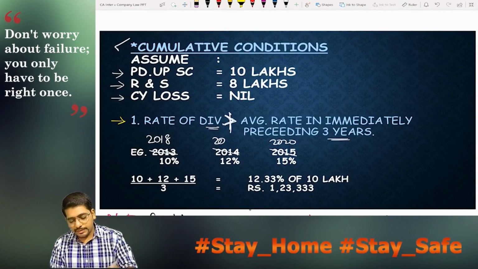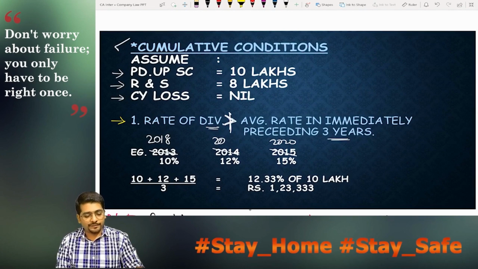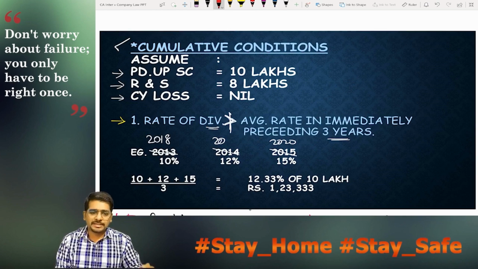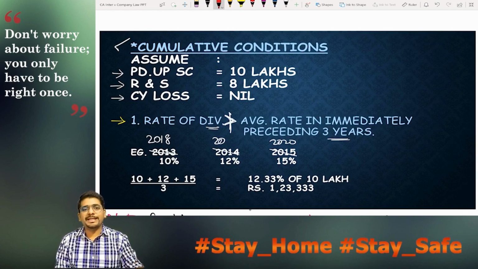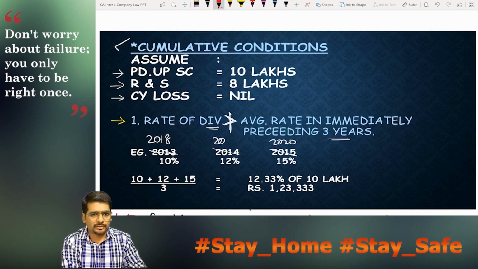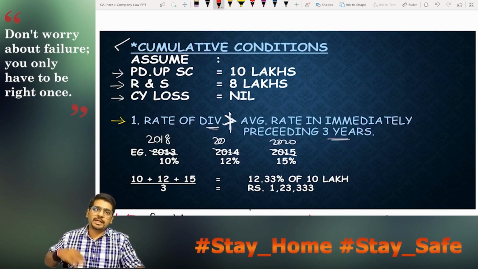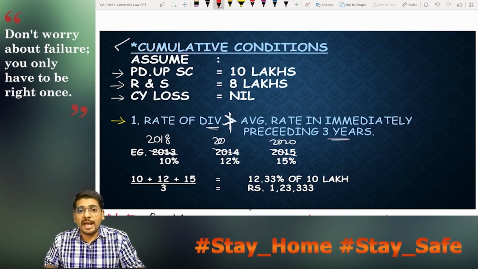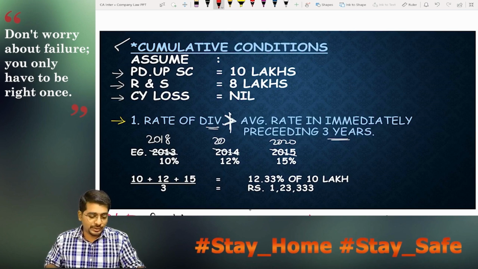All cumulative conditions are there one by one. Let us start. First of all, let's assume paid up share capital is 10 lakhs. Reserves and surplus is 8 lakhs, and current year loss, it's no profit, no loss. I'm counting it as 0, just for calculation purpose, it will be easier. So rate of dividend should be how much as per condition number 1? It should be not more than the average of the last 3 years.